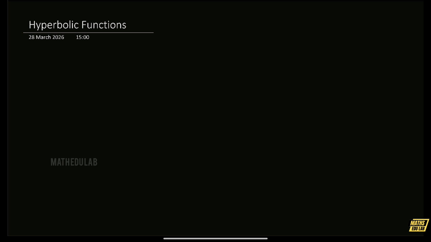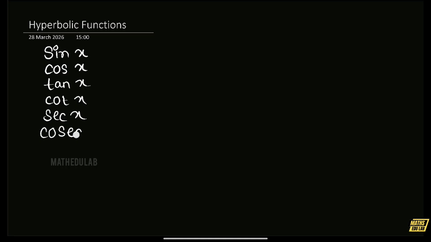So in these hyperbolic functions, we will precise the definitions and try to understand the similarities and dissimilarities between the hyperbolic and trigonometric functions. In this chapter we will discuss some trigonometric functions like sine x, cos x, tan x, then cot x, sec x, cosec x. So these are the ordinary trigonometric functions.